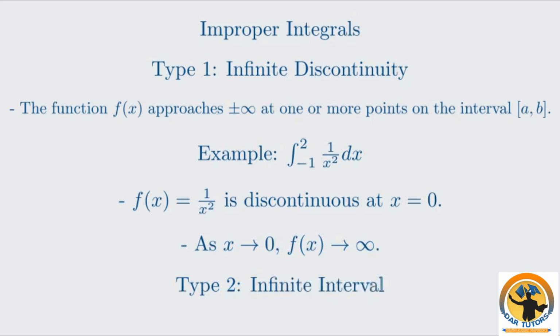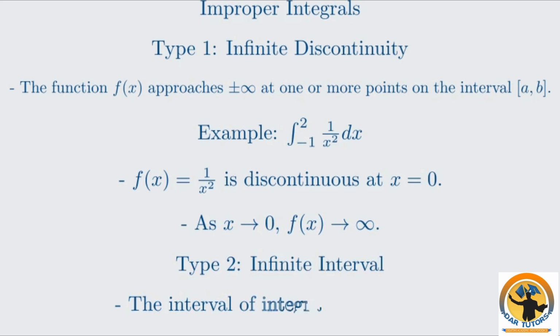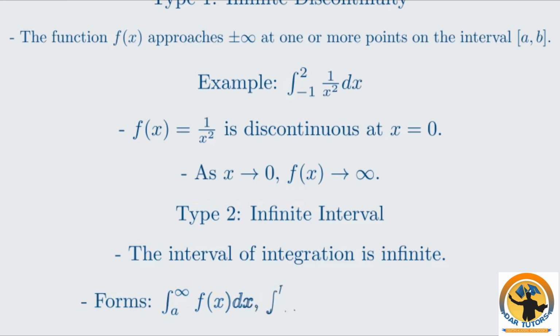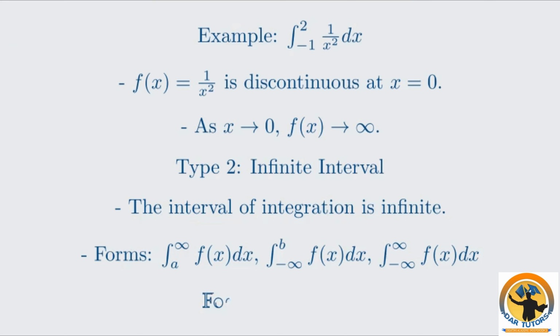The second type of improper integral involves an infinite interval of integration. This occurs when one or both of the limits of integration are infinity. In this course, we will primarily focus on the second type, specifically integrals of the form from a to infinity. So, our main focus will be on integrals where the upper limit is infinity.